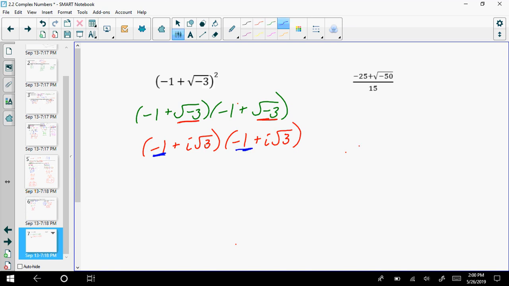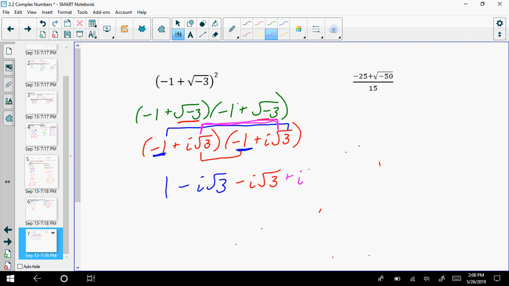So first times first would be a +1. When I do outer times outer, -1 times i square root 3, well, that would just be -i square root 3. Inner times inner would also be -i square root 3. And finally, last times last. i square root 3 times i square root 3, I get i squared times square root 9. So now we're going to simplify this.